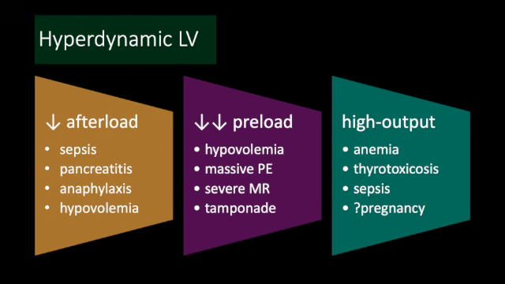Now, a severely reduced preload can also cause this, and this can also be due to hypovolemia, but more commonly it's due to obstructive processes such as a massive PE or cardiac tamponade. Severe mitral regurgitation can also do this as well.